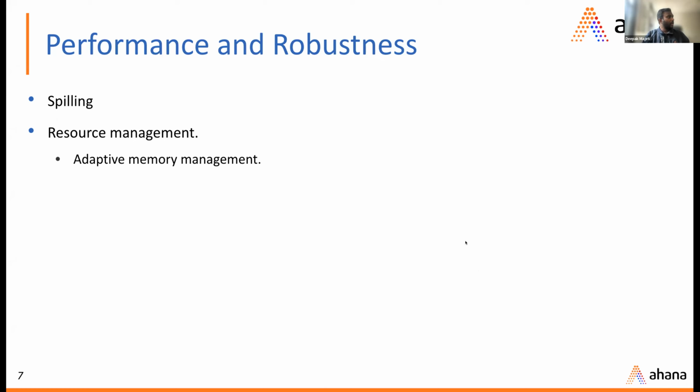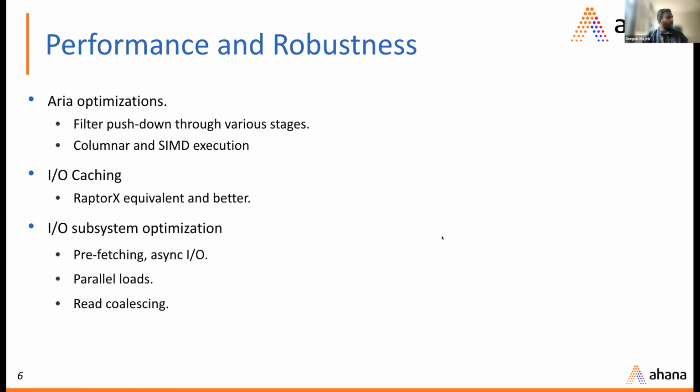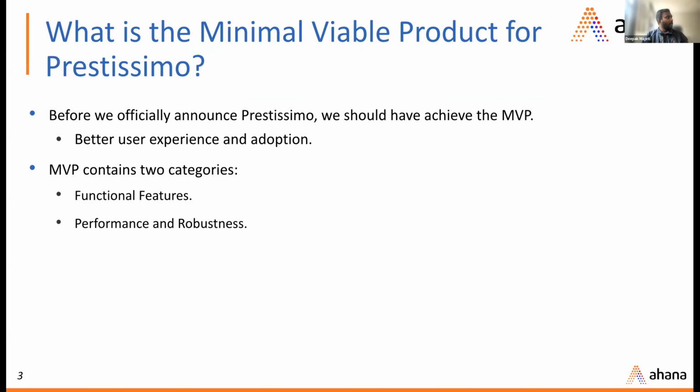I guess that's sort of the performance robustness side of things, and we believe it should be in the MVP. Yeah, I guess that's the end of my slides as well. Any questions, any concerns on the MVP?